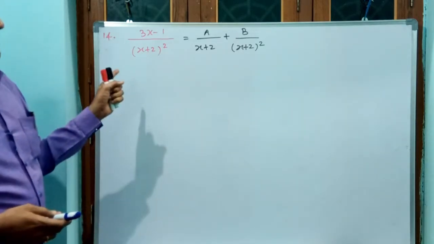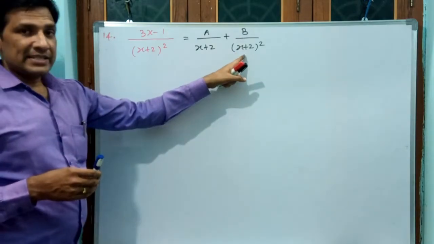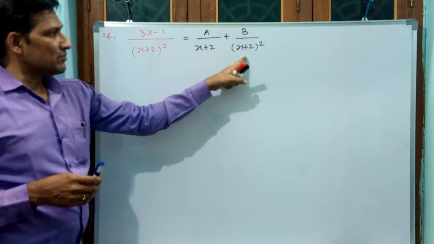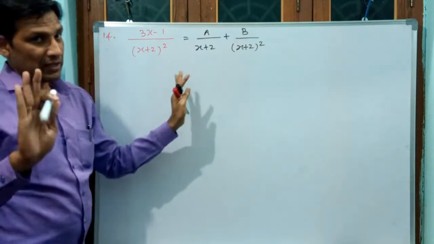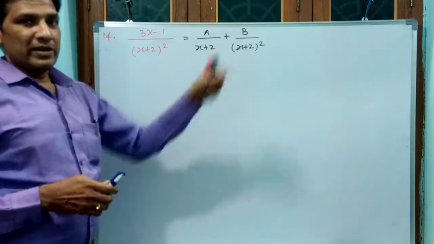Now see, we are going to take the denominator LCM as x plus 2 whole square only, not x plus 2 into x plus 2 whole square. Keep that in mind. Why? Because then only 3x minus 1 can be equated, the numerators.